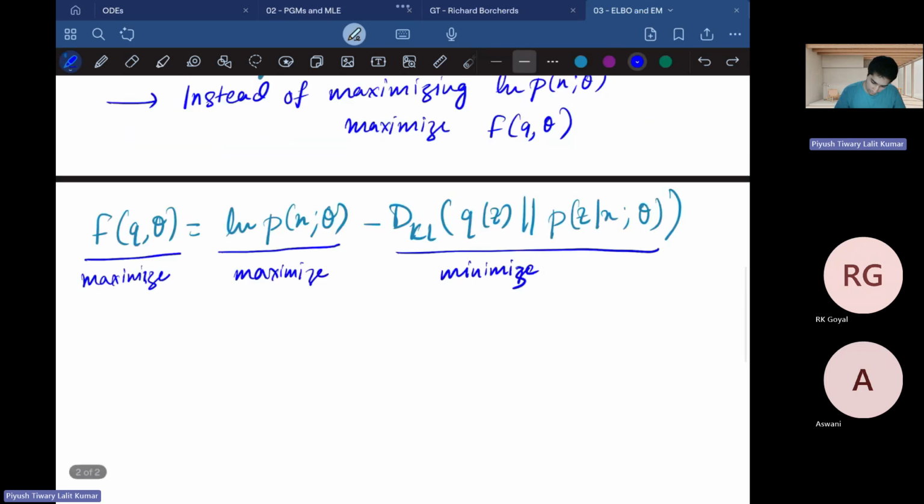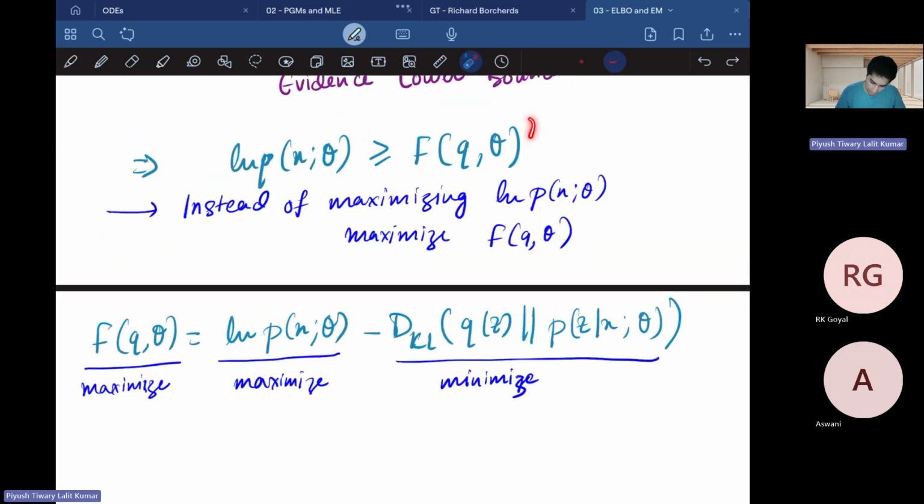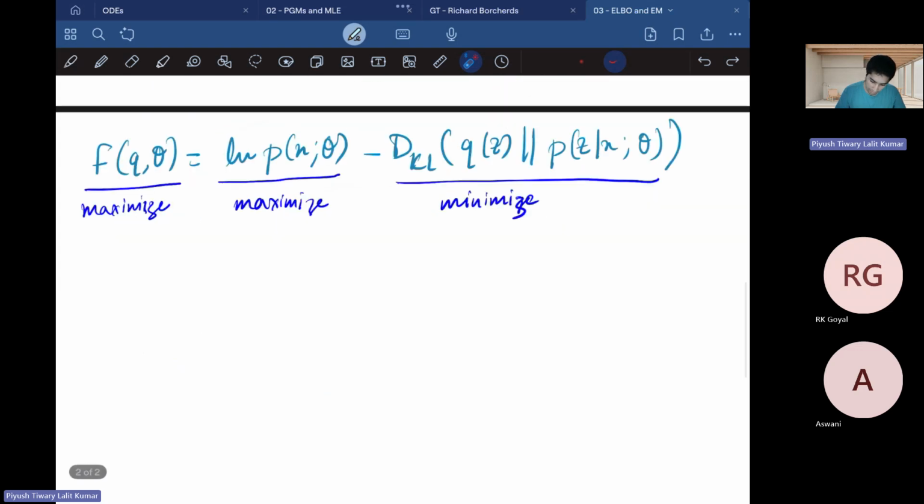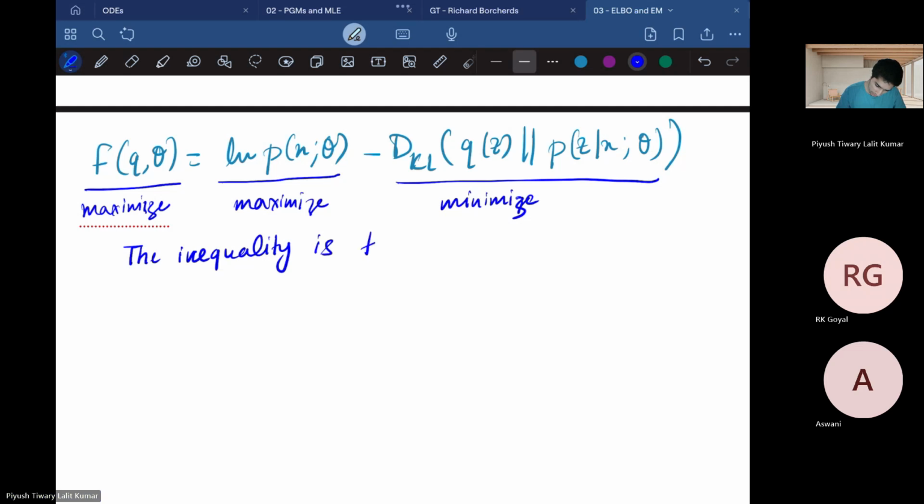And particularly, we saw that there is this inequality between log likelihood and ELBO, right? When does the equality hold? Like when will the ELBO be exactly equal to this log likelihood? When the KL divergence becomes zero. Yes, exactly. So the inequality is tight when the KL divergence is zero, right? When D_KL between Q and P, this is zero.